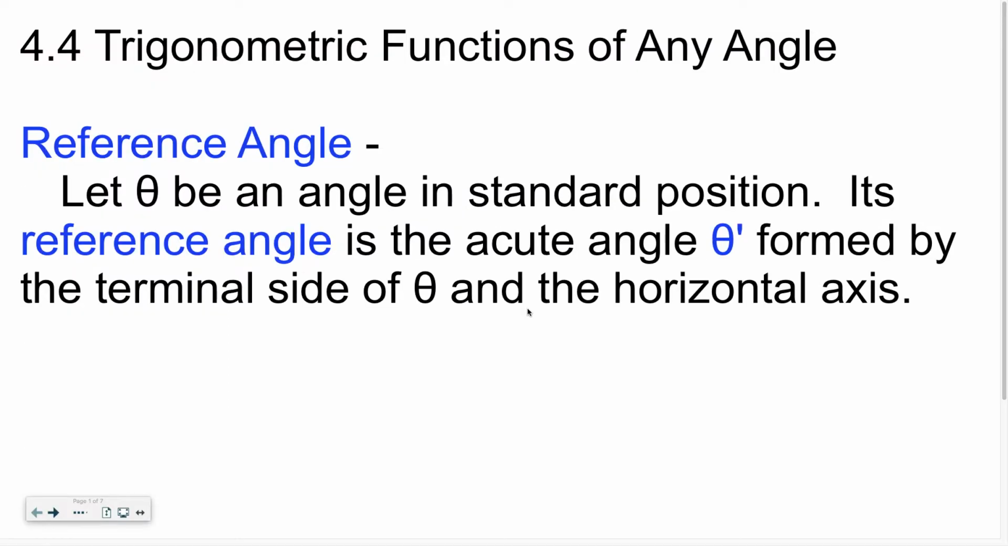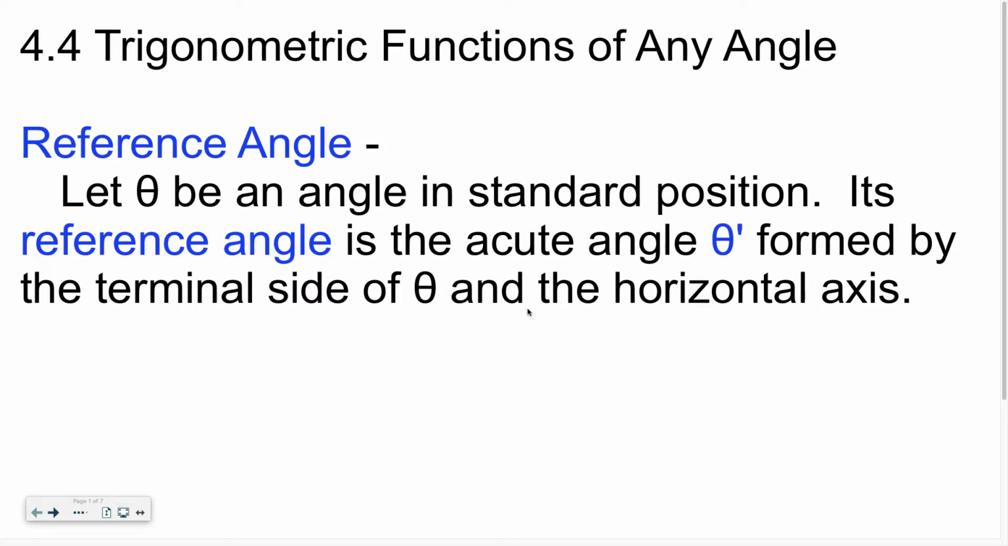All right, we're going to continue with 4.4. We started this on Friday, but we only stuck to our special angles on the unit circle. Now we're going to talk about, okay, what if we don't have special angles? What's our strategy? So the first thing we need to talk about is reference angles. And you've kind of been using reference angles without me actually calling them reference angles.